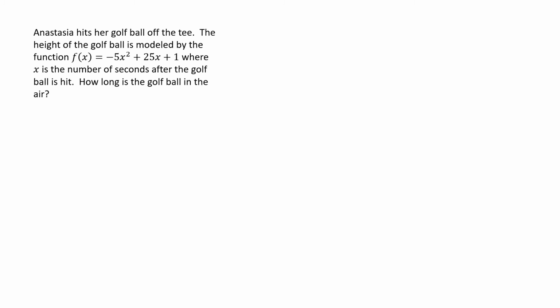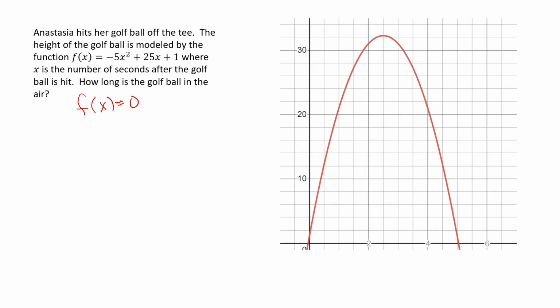Now, it's going to be in the air until it hits the ground. When does it hit the ground? It hits the ground when this equals 0. So when f of x equals 0, it's on the ground. So this is just the same thing we've been doing. We're going to graph this, and we're going to see when it equals 0. So we graph it, we see that it's going to equal 0 here at negative something.